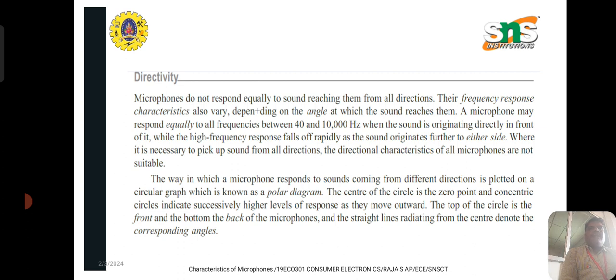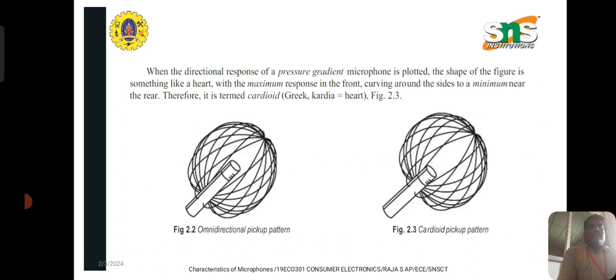The way in which a microphone responds to sound coming from different directions is plotted on a circular graph, which is known as a polar diagram. The center of the circle is the zero point, and concentric circles indicate successively higher levels of response as they move outward. The top of the circle is the front and the bottom indicates the back of the microphone, and the straight lines radiating from the center denote the corresponding angles. On the next slide, we see what the polar diagram is.